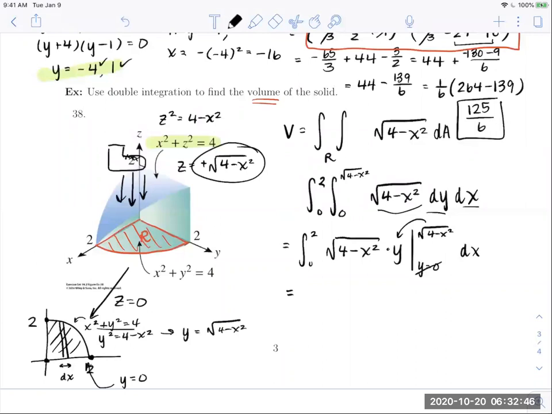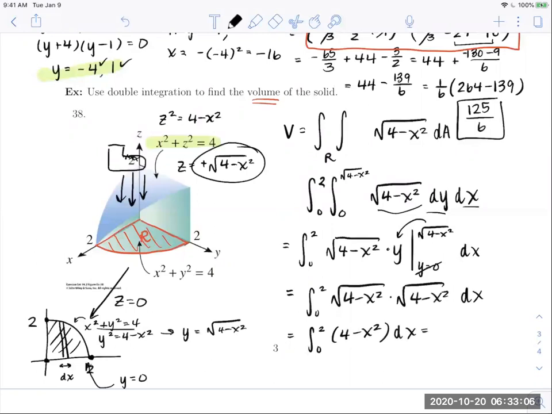And so when I plug that in, I have the integral from 0 to 2 of the square root of 4 minus x squared times the square root of 4 minus x squared dx. And so thankfully, those square roots cancel. I end up with the integral of 4 minus x squared, and I can integrate this directly. 4x minus 1/3 x cubed from 0 to 2. 0 drops out, and in the end, I get 8 minus 8/3, which gives me 16/3.